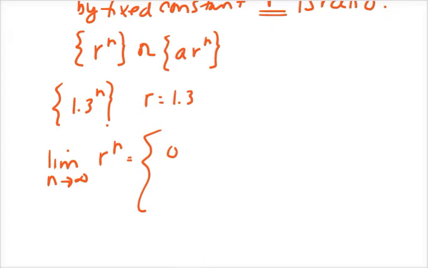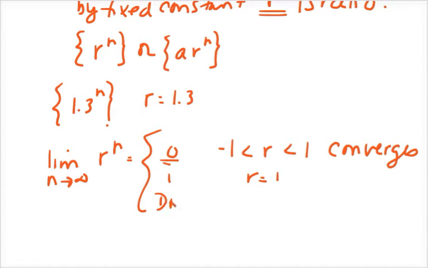if r is between 1 and negative 1, let me rewrite that a little better. So if r is between 1 and negative 1, then the sequence is going to converge to 0. It converges to 0. If r is equal to 1, it converges to 1. And unfortunately, if it's outside of this range, so if r is less than or equal to negative 1, or r is greater than 1, it's going to diverge. The limit does not exist.